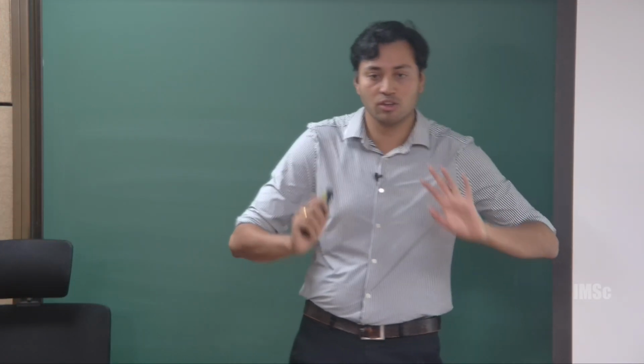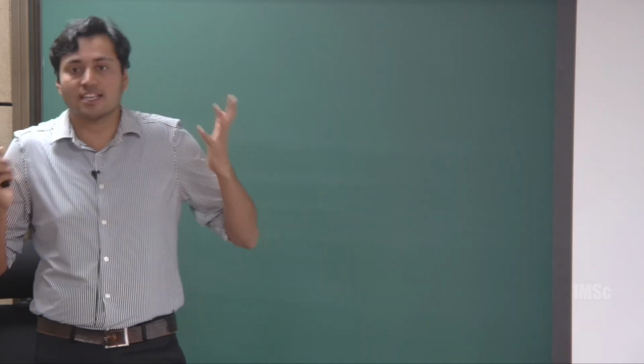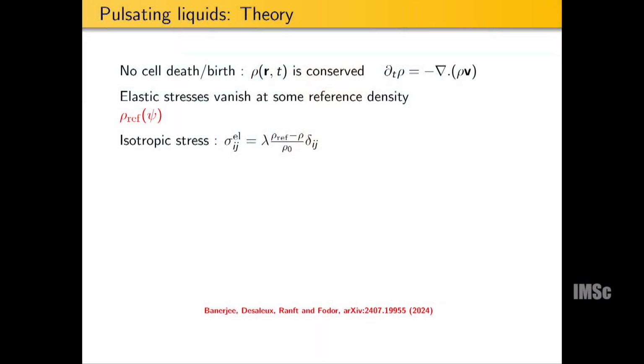So how do we build that? We are trying to build a theory for pulsating liquids. So how do we build a continuum model for this? Let's look at the physical assumptions. First, assume that there is no cell death or cell birth, so the number of particles is conserved. So you have an equation of continuity for the density, rho being the density. Now you say that given this system, there is a target reference area which the cells will try to achieve. The inverse of that area will give you a reference density. If the cells remain at that density, then all the elastic stresses vanish, which means the moment you deviate locally from this elastic density, you create an isotropic stress in the problem.